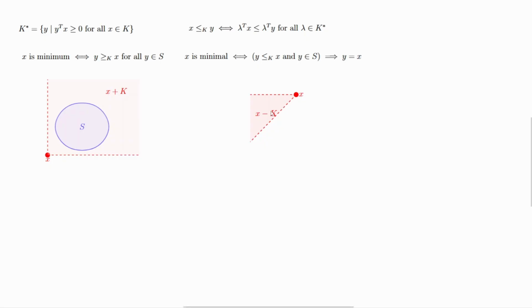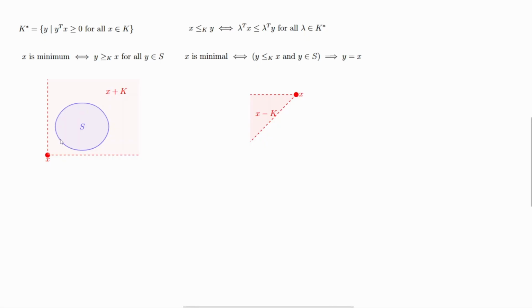And so, in other words, the cone here, the point x minus the proper cone K, is the set of points that you're looking for to disqualify the point x from being a minimal element of S. So unlike a minimum, a set can have many, many minimal elements. So we can see that here, right?